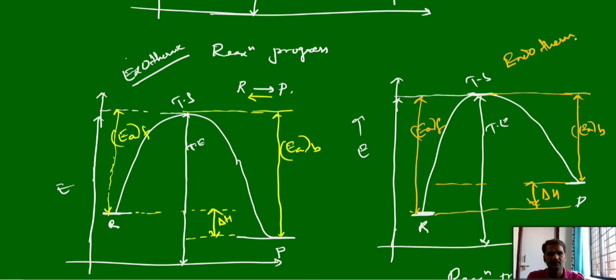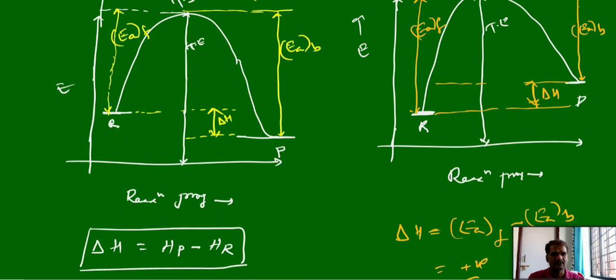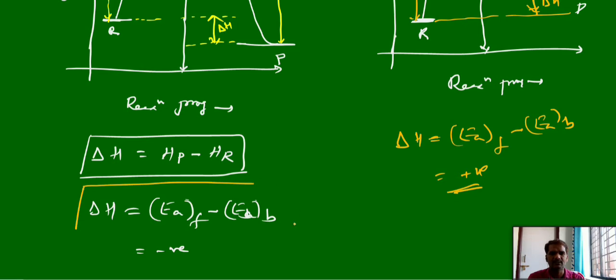This is for endothermic. Simply, if the reactants are at a high energy state and the products are at a low energy state, we can say it is exothermic in nature. If the reactants are at a low energy state and the products are at a high energy state, that is the endothermic reaction graph. And from this we can calculate delta H. These formulas are important. Whether it is an endothermic or exothermic reaction does not matter, the formula is delta H is equal to activation energy of forward reaction minus activation energy of backward reaction. So from this we can calculate the enthalpy change, or if they give the enthalpy change, we can calculate the activation energy for forward or backward reactions.